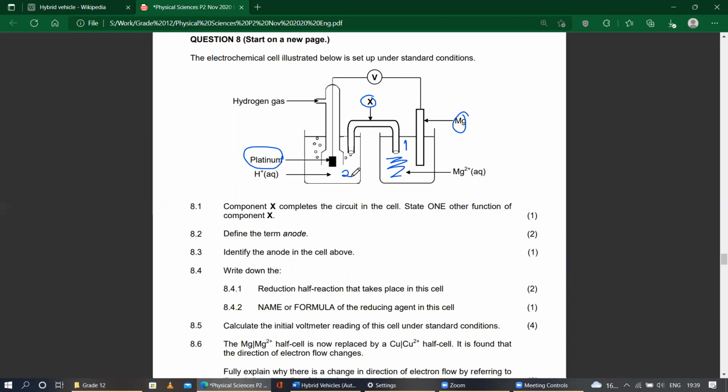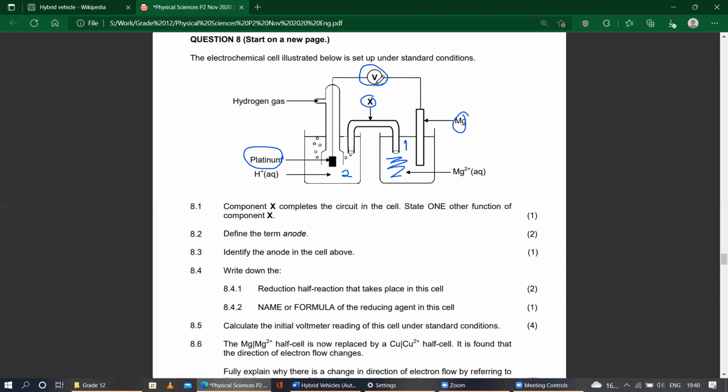So basically what's going to occur is that electrons are going to be transferred either from solution one to two or from two to one. And the transfer of electrons is going to create a charge. And that charge is going to cause the voltmeter to measure a reading. So basically, that's the reason why here it's a voltmeter.